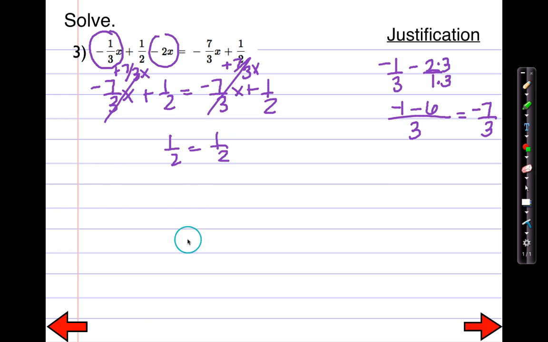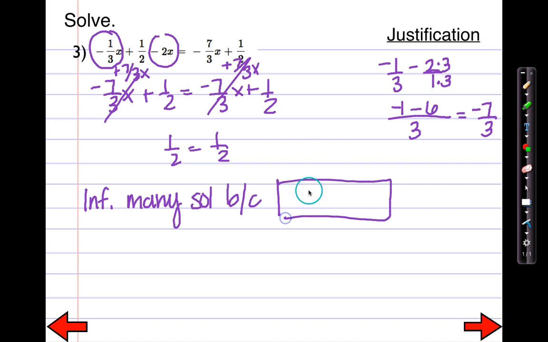So when you pick your choice, you're obviously going to put infinitely many solutions, but at the end of your homework problem, you're going to be asked to justify why you think it's infinitely many solutions. So you're going to have to write it's infinitely many solutions. Why? Because, and in the box, you're going to have to type in because 1/2 equals 1/2. So you're proving it is a true statement. So you will be required to write that in to get full credit.